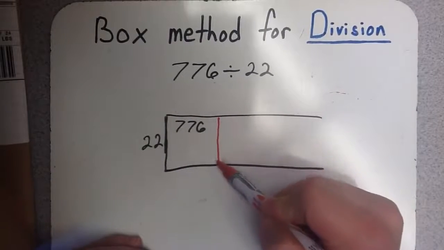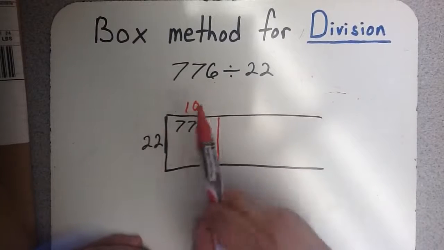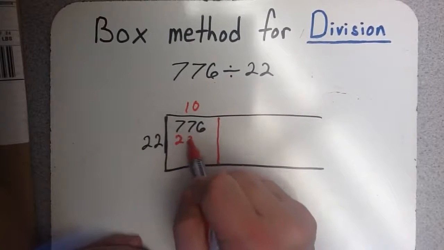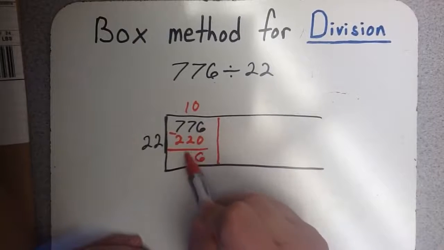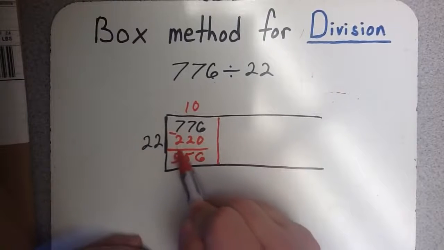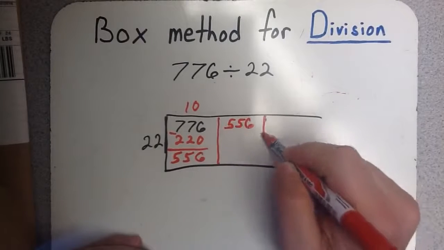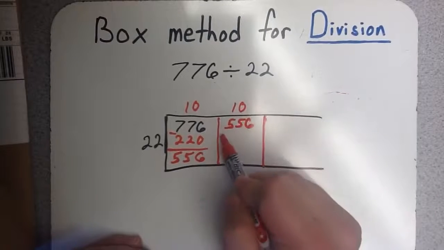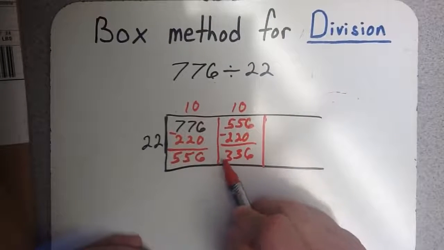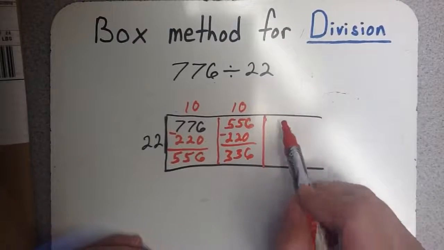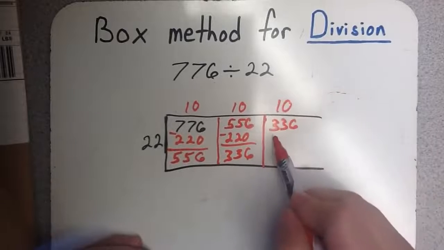Let's switch our colors here again. So now again, I want to go quickly and easily, so I'm going to go 10. Well, I know 22 multiplied by 10 is 220. Then I'm going to subtract 6 minus 0, 7 minus 2, 7 minus 2, so I have 556 left. All right. Well, I'm going to keep with that 10, 220. So that leaves me with 336 remaining. Put my 336. I'm going to go with my 10 again.